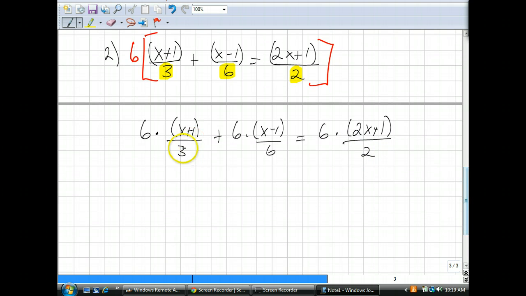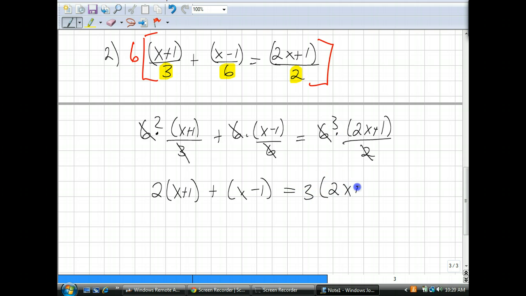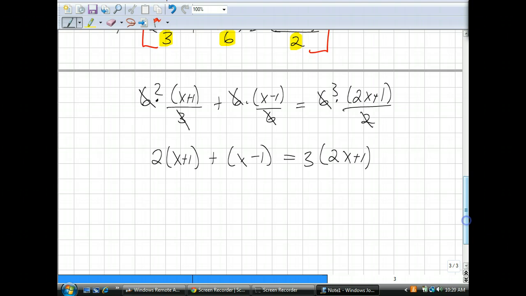Now we're going to reduce each one. So the first one, the 3 goes into both of them, so we have 2 times x plus 1. 6 reduces here, so we have plus x minus 1 equals 2 goes into 6 3 times, so we have 3 times 2x plus 1. Now it's just a matter of simplifying and solving. So distribute to remove parentheses. There's a 1 here, so distribute that. Distribute the 3.